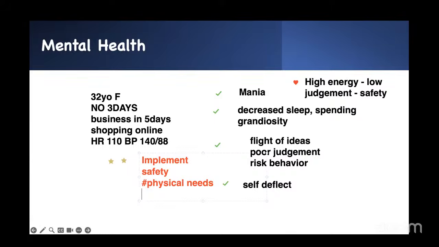What else? There's another important thing I don't want you to forget. It's about setting limits, right? You've got to set limits because they never stop. They're not going to stop. These people will keep on going. And the environment has to be low stimulating.